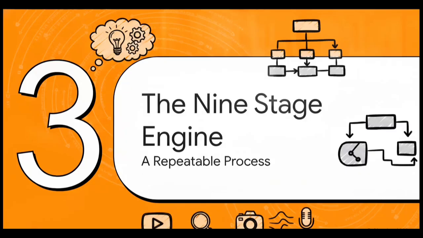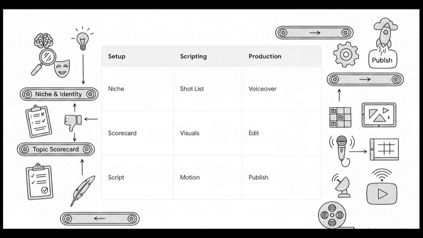Section 3, the 9-stage engine. Let's look at how this builds into a concrete blueprint using a sample AI tool reviews channel to keep things grounded. Here it is, the entire 9-stage engine mapped out. See how it moves sequentially? You lock in your niche and identity first, then run ideas through a topic scorecard. Write the script, build a shot list, generate visuals, add motion, generate the voiceover, edit, and finally package and publish.